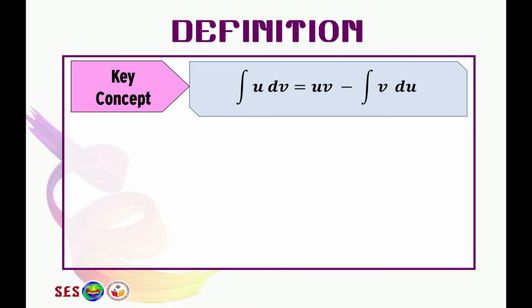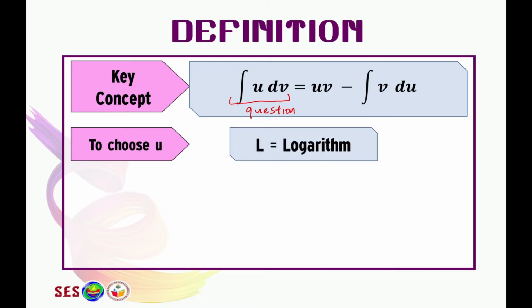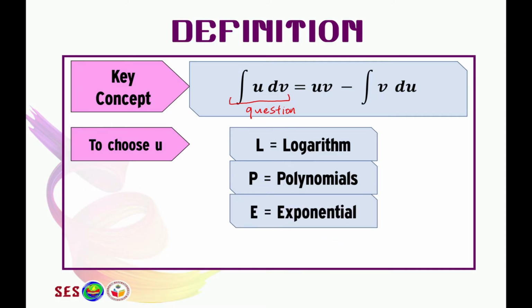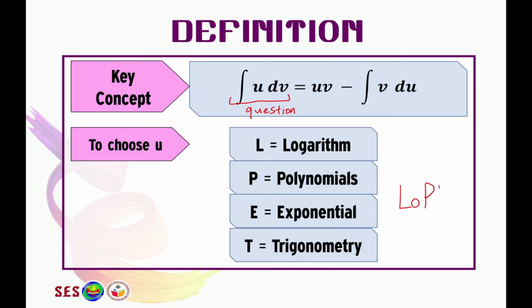I'll explain to you. So integration of u dv, the left hand side here is the question. So you need to extract what is u and what is dv. Alright, so there is an order to choose u. First option is logarithm. Second in order is polynomial. Third in order is exponential. Fourth in order is trigonometry. Okay, so how to remember this? I use LOPET. So when your lecturer asks what is LOPET, you can easily remember it.